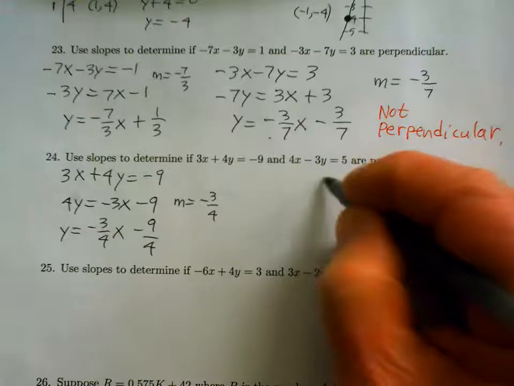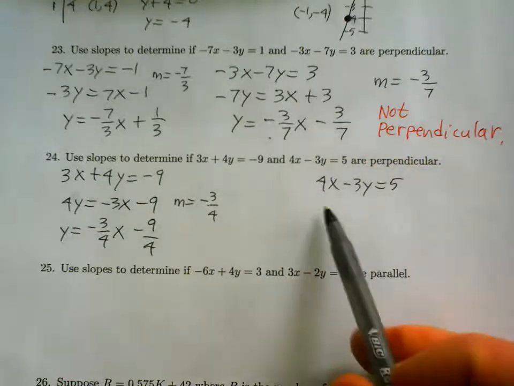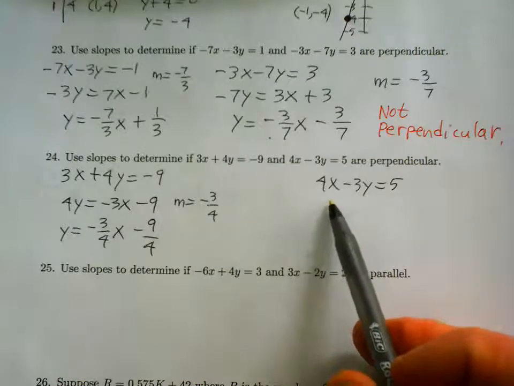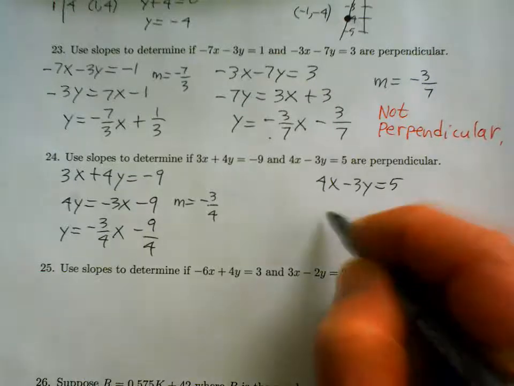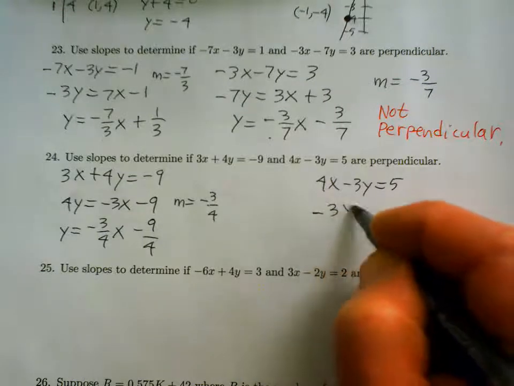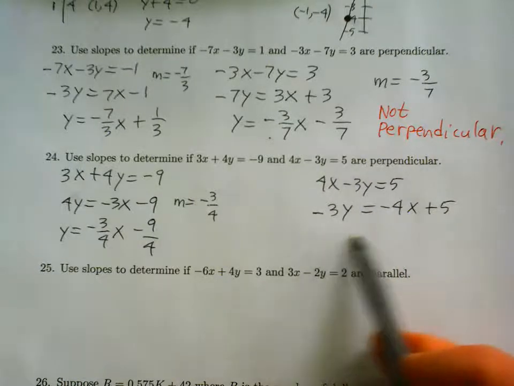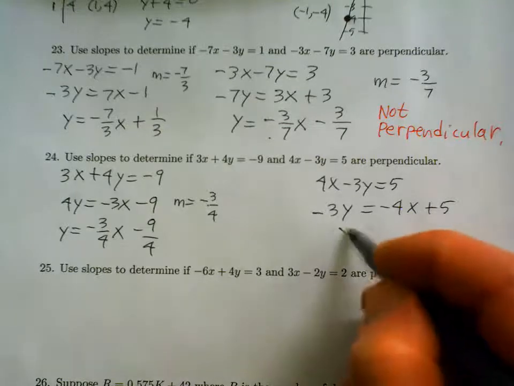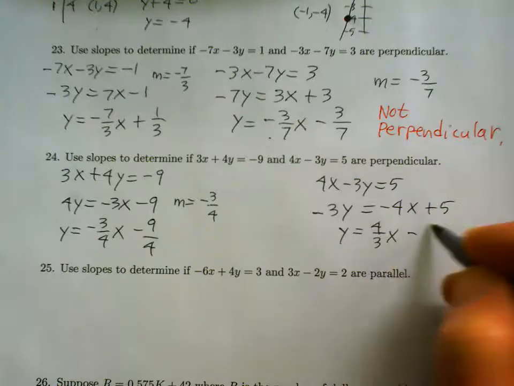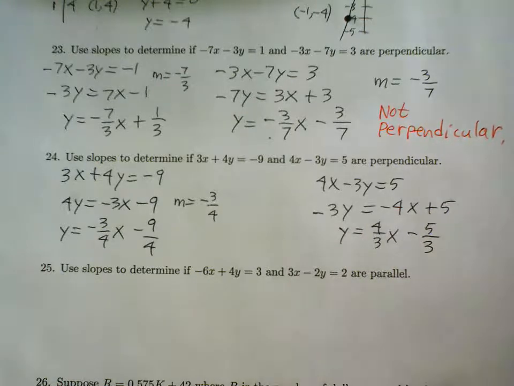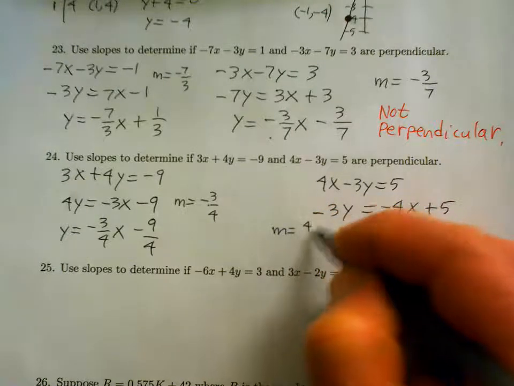The other line, 4x minus 3y equals 5. Write it in slope-intercept form. In other words, solve for y. So subtract 4x from both sides. We get negative 3y equals negative 4x plus 5. Divide every term on both sides by negative 3. We get y equals positive 4/3 x minus 5/3. The slope of this line is positive 4/3.